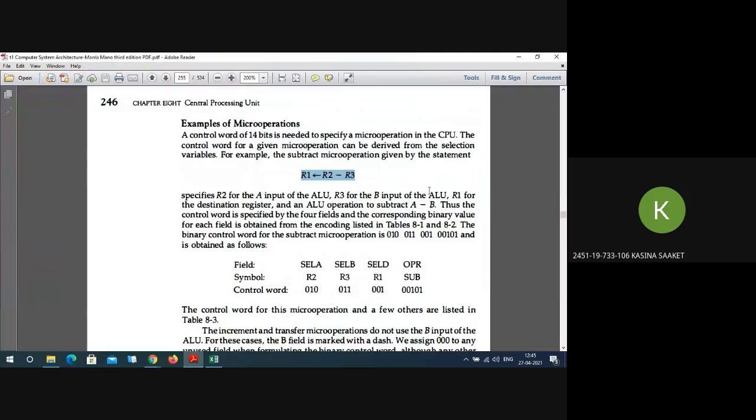Contents of R3 minus contents of R2 goes to R1. Very good, very good. Subtraction. So basically the operation means here the data present in the respective registers is being subtracted from the other one and is being shifted to R1. Very good, very good. Who was that? What is your name? K Saket. Good, good.